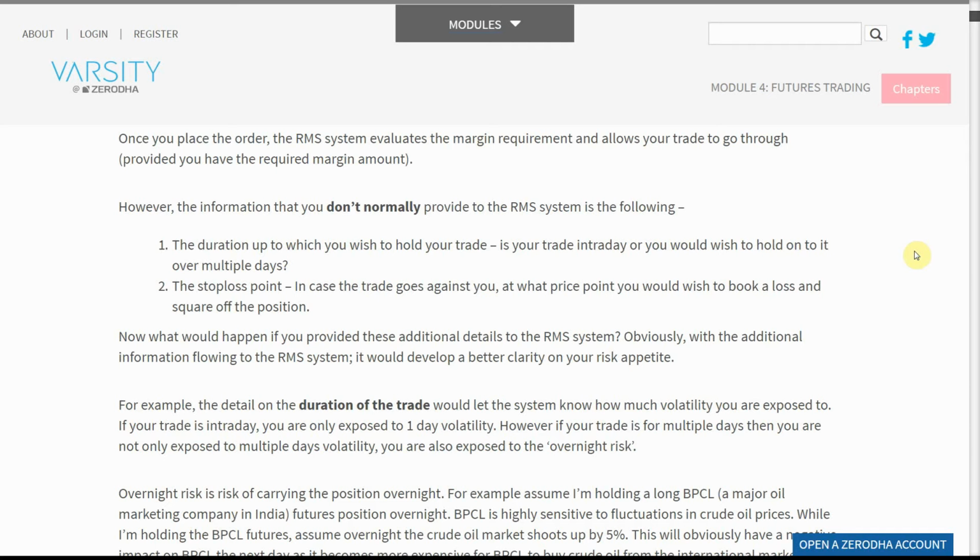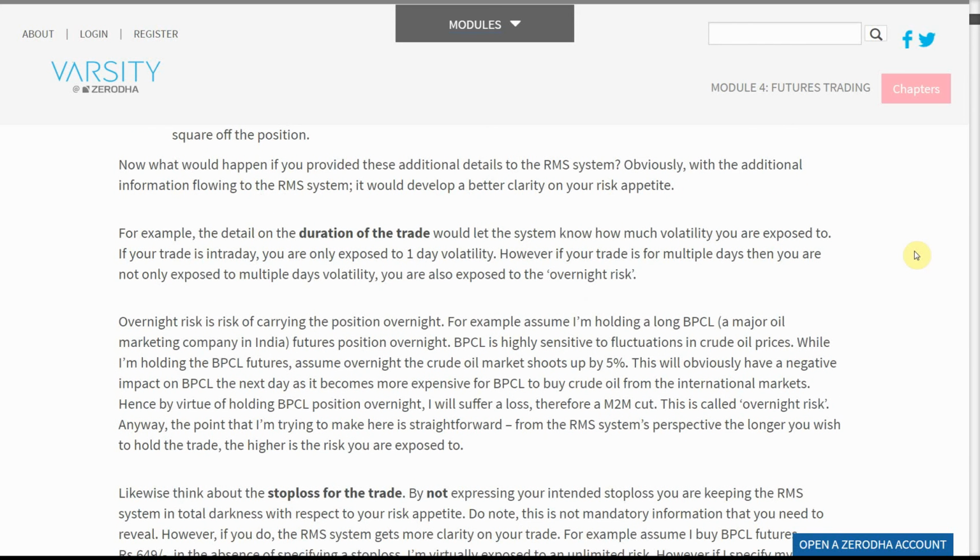Now, what would happen if you provided these additional details to the RMS system? Obviously, with the additional information flowing to the RMS system, it would develop a better clarity on your risk appetite. For example, the detail on the duration of the trade would let the system know how much volatility you are exposed to. If your trade is intraday, you are only exposed to one-day volatility. However, if your trade is for multiple days, then you are not only exposed to multiple days volatility, you are also exposed to the overnight risk. Overnight risk is the risk of carrying the position overnight.